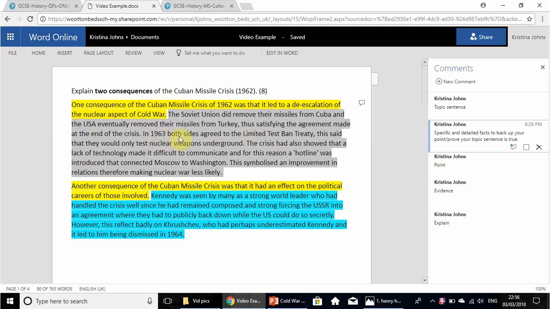In 1963, both sides agreed to the Limited Test Ban Treaty. This said that they would only test nuclear weapons underground, so that's very detailed. And then I've said the crisis had also showed that a lack of technology made it difficult to communicate, and for this reason a hotline was introduced that connected Moscow to Washington.